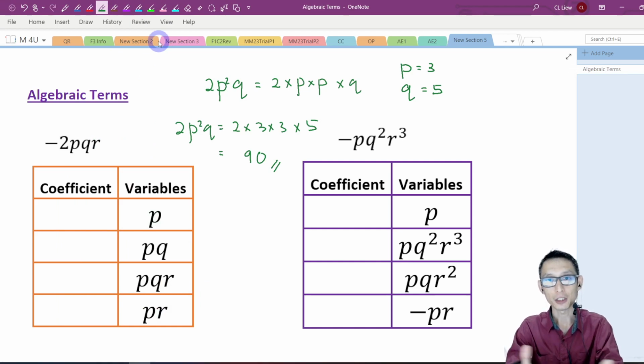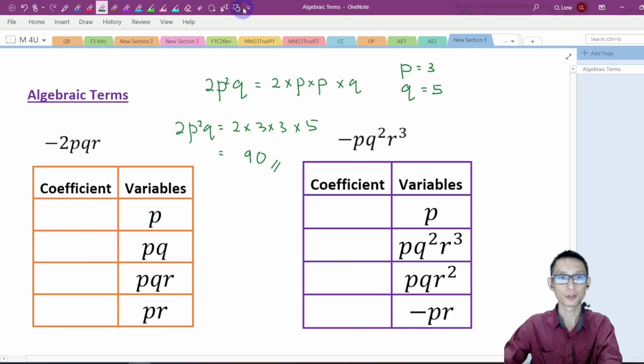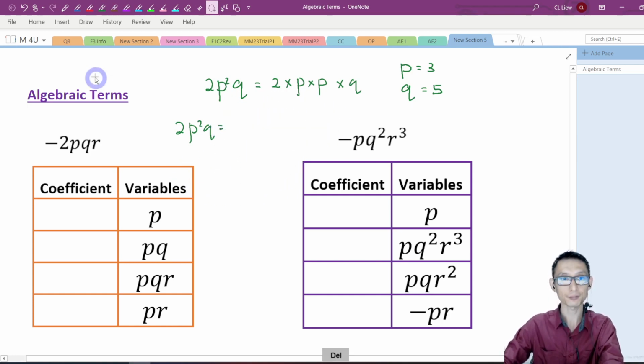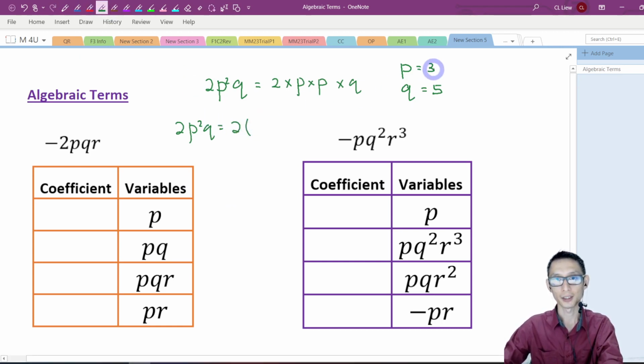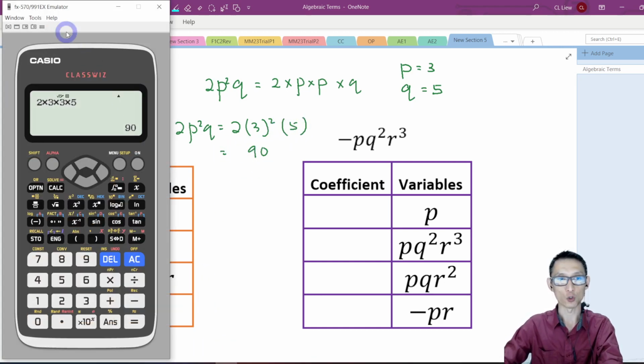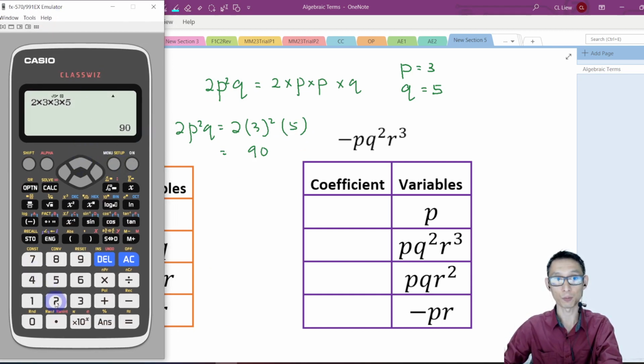Okay, so let me change a little bit the values of p and q. Instead of writing this, if you don't want to write this, you also can write like this. Let me change this to 2 times p square times 5. You will still get 90. Let's see how we key in our calculator. You just press 2 and then a parenthesis 3 square, then 5. You will still get exactly the same answer, which is equal to 90.